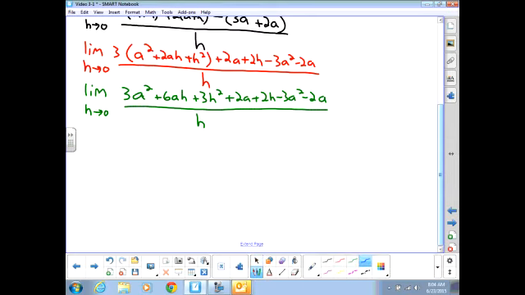So you should find that everything that doesn't have an h should end up adding to 0. So if it's not, you want to check your signs. We've got a positive 3a squared and negative 3a squared. Those add to 0. We've got a positive 2a and a negative 2a. Those will add to 0. So that leaves us with the limit as h approaches 0 of 6ah plus 3h squared plus 2h all over h.